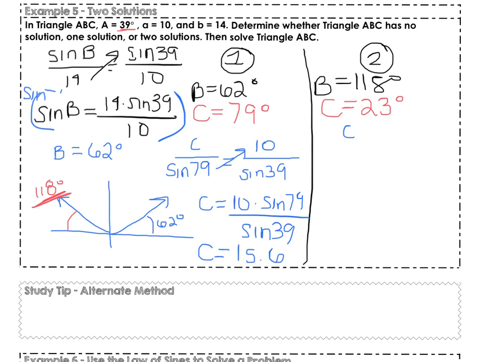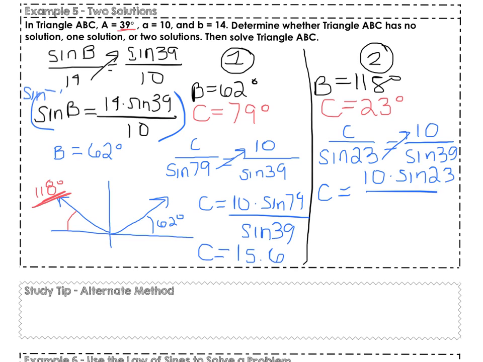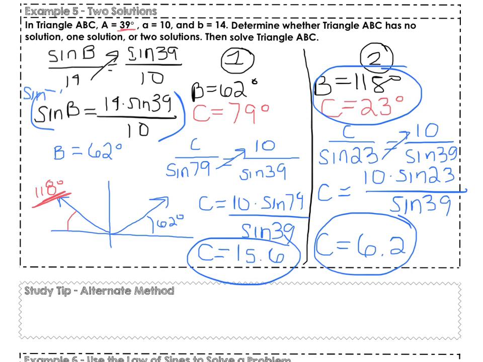We do the same thing over here, but this time we have to be careful because C has an angle of 23 degrees. So notice how the steps are going to be exactly the same, but the numbers that I'm using are going to be different. Multiply both sides by sine of 23, so we have 10 times sine of 23 all over sine of 39. So we get that side length C is approximately 6.2. So notice all the different components of my solutions for whenever I have two cases.